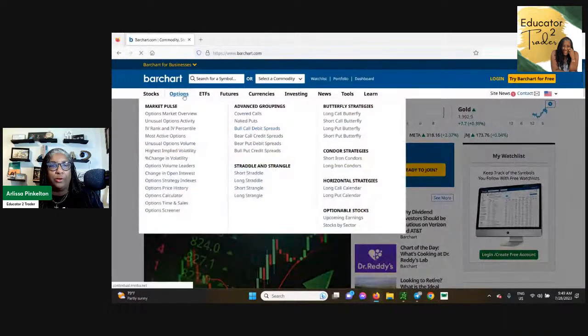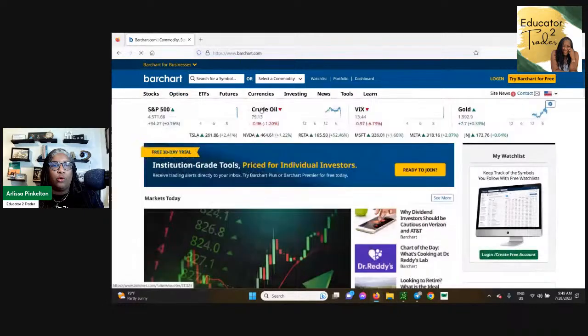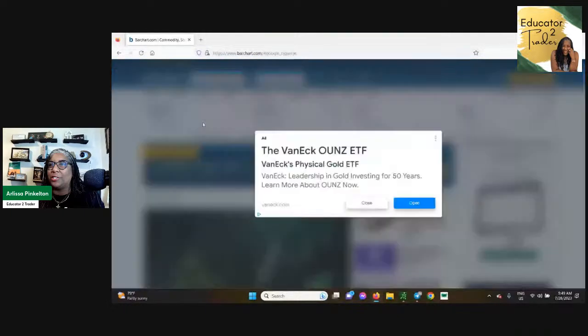If you select options, you can go here under naked puts. This is going to give you the cash secure puts. I want to look there first. Starting with cash secure, we're talking about starting the wheel.